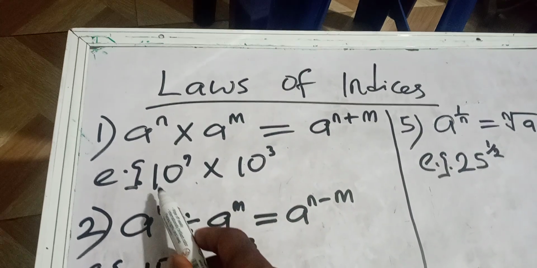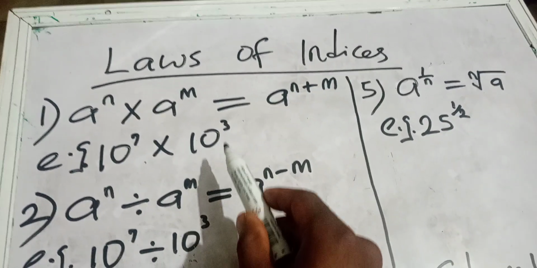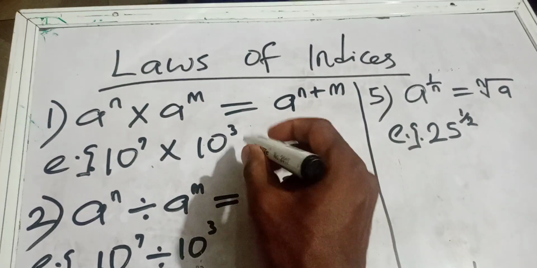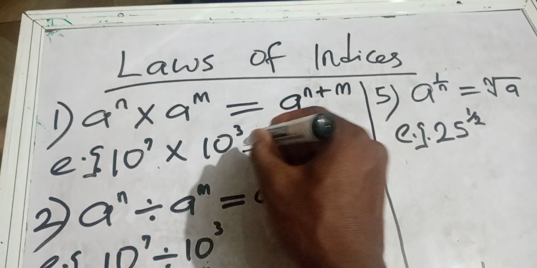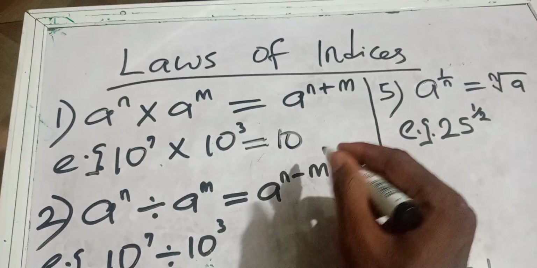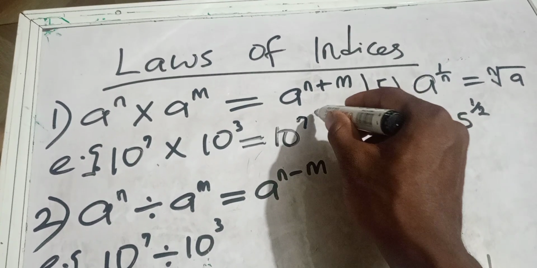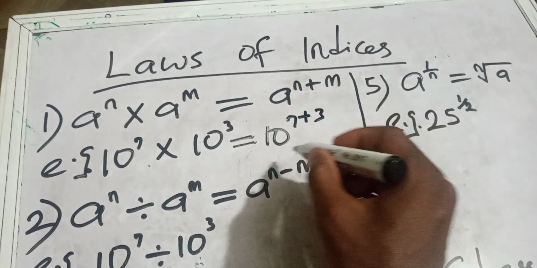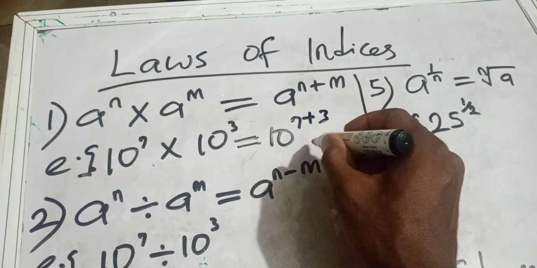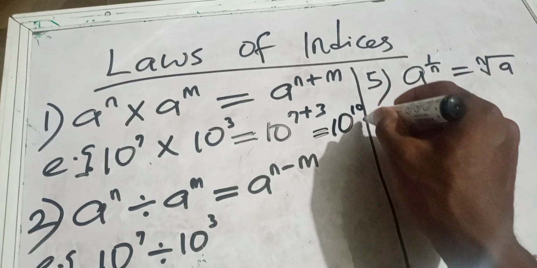Example, 10 raised to the power 7 multiplied by 10 raised to the power 3. Okay, so if we follow this path, we're going to have 10 raised to the power 7 plus 3, of course, which is 10 raised to the power 10. That's the answer.